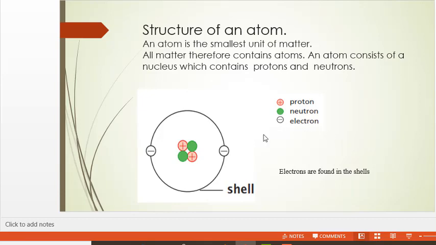So an atom comprises of the center, or the core, which is the nucleus, and the nucleus contains the protons and neutrons. Then outside the nucleus we have the shells, and the shells contain electrons. This is just a model of an atom. It might not be the exact, but it will help us understand the basic structure of an atom, of an element.